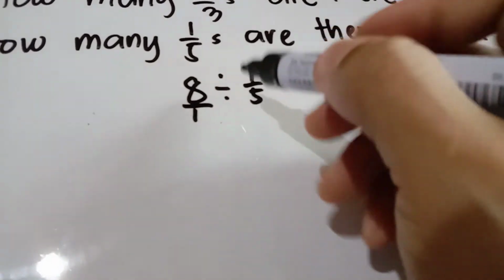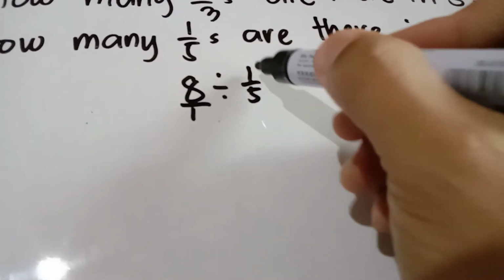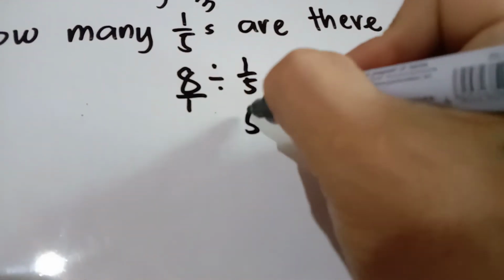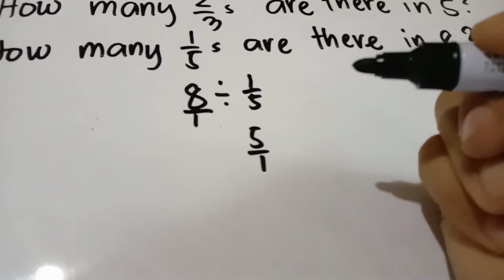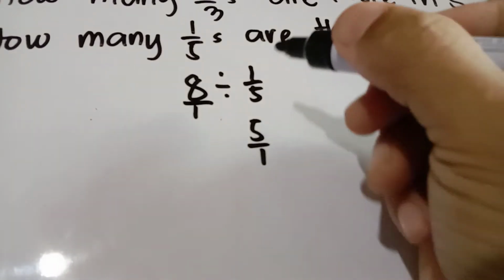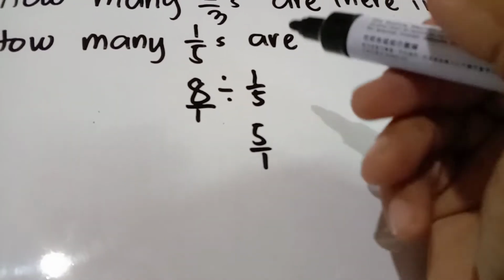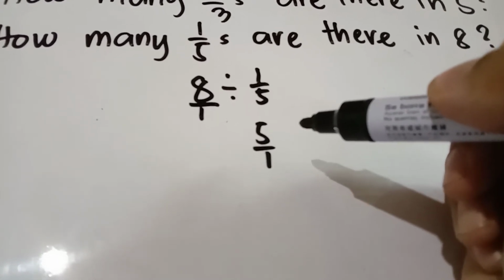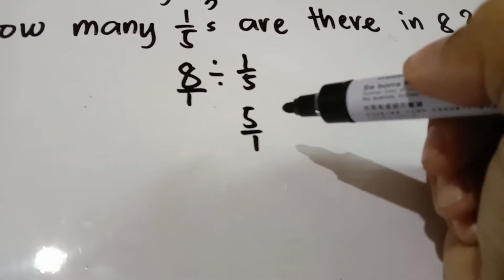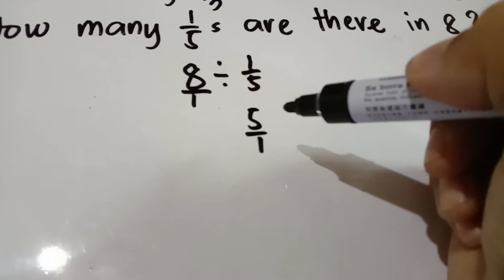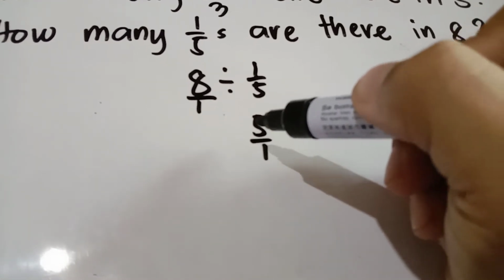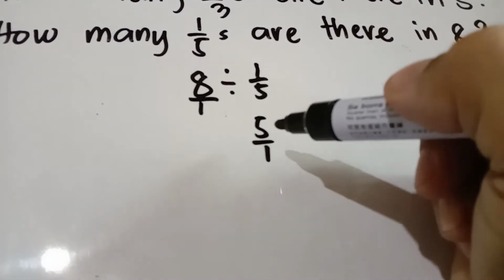Okay, so we are going to write the reciprocal of 1/5. What is the reciprocal of 1/5? That is 5 over 1. Kung naaalala nyo pa yung reciprocal, we are going to reverse the position of the numerator and the denominator.